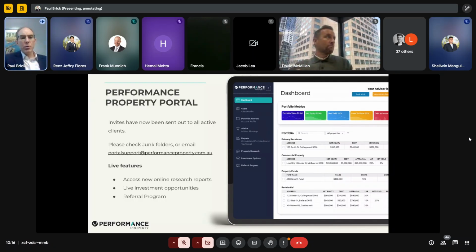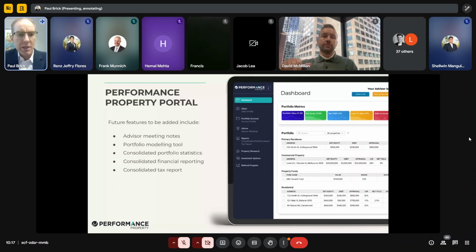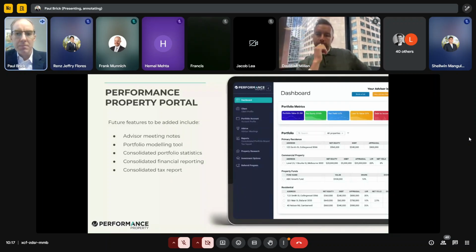So the portal invites have been sent out. The portal in its current format is in its very early stages in terms of what's been released to date. Clients at the moment are able to view research reports, investment options, and our referral program. The release that will be coming out over the next week includes access to the full system, which will include things like advisor notes, the portfolio modelling, our statistics, as well as a few other areas like our media section. I'm just going to quickly give everyone a view on how that looks.